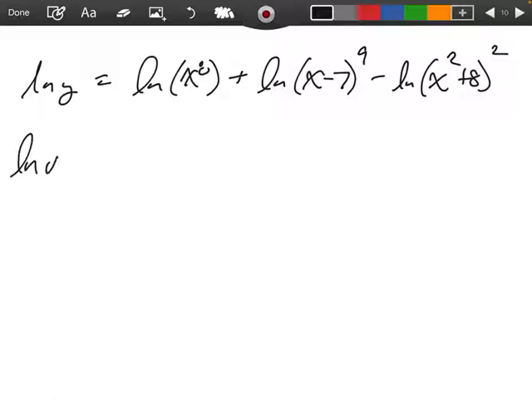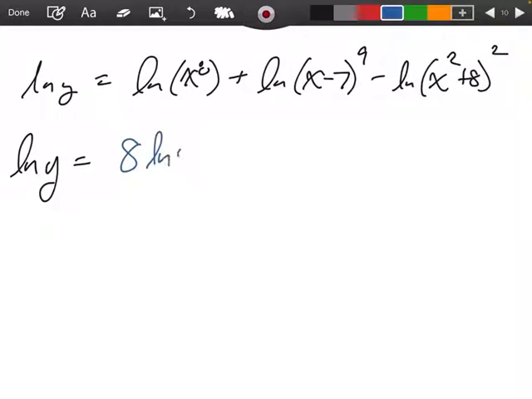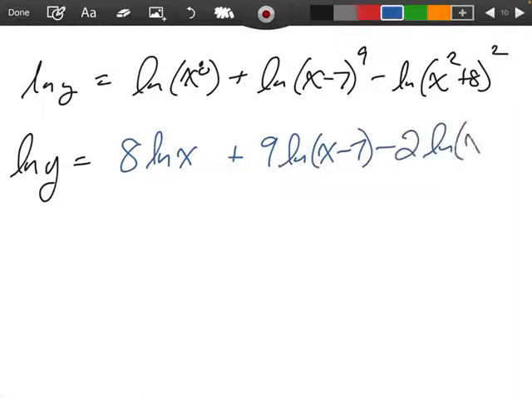We're going to fix our exponents, so we're going to bring all those exponents down to the front. So this is 8 natural log x plus 9 natural log of x minus 7 minus 2 natural log of x squared plus 8. And now we can go ahead and start taking our derivatives.